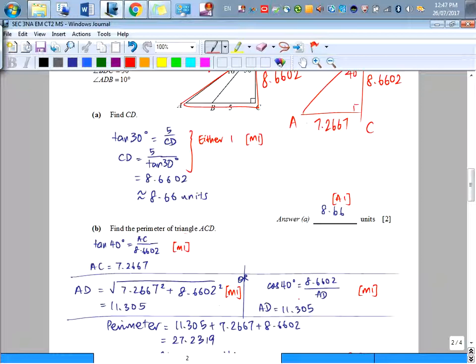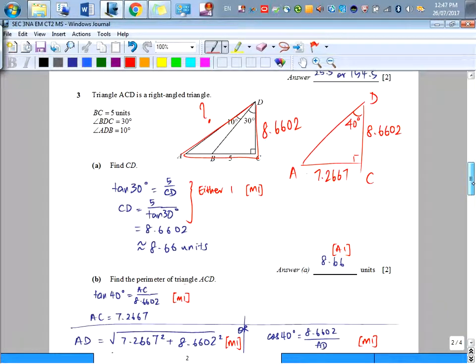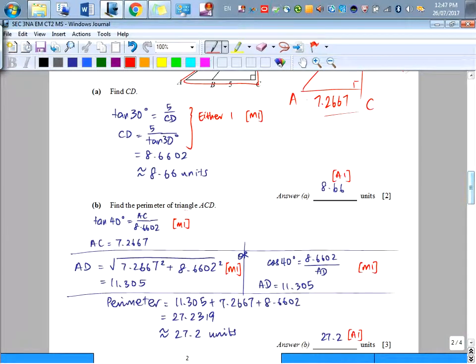Another way is to use Pythagoras, since we already know that this is 8.6602 and this is 7.2667. So two ways of doing it, you will arrive at AD equals 11.305. So choose one that you prefer. And of course, finally, you add everything up.